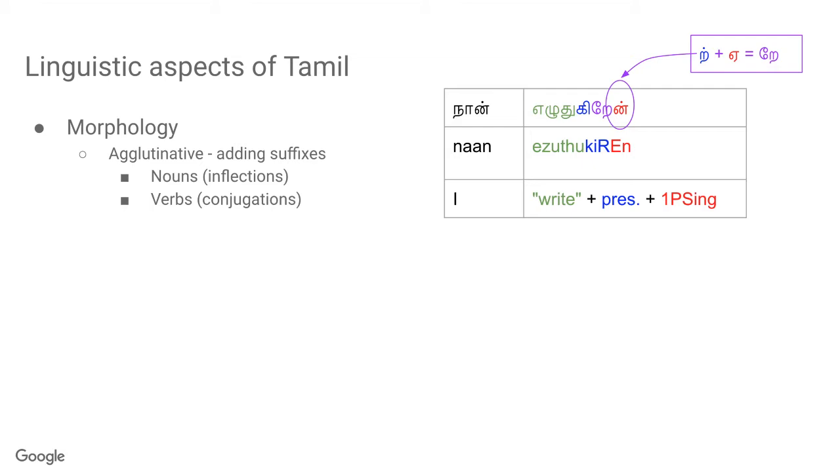Now first we add a suffix shown in blue that indicates the present tense. After that, we add a suffix shown in red that indicates subject agreement, also known as person, number, gender. And here it's the first person singular, which is the word I in the sentence I write. Now the suffixes get chained together.